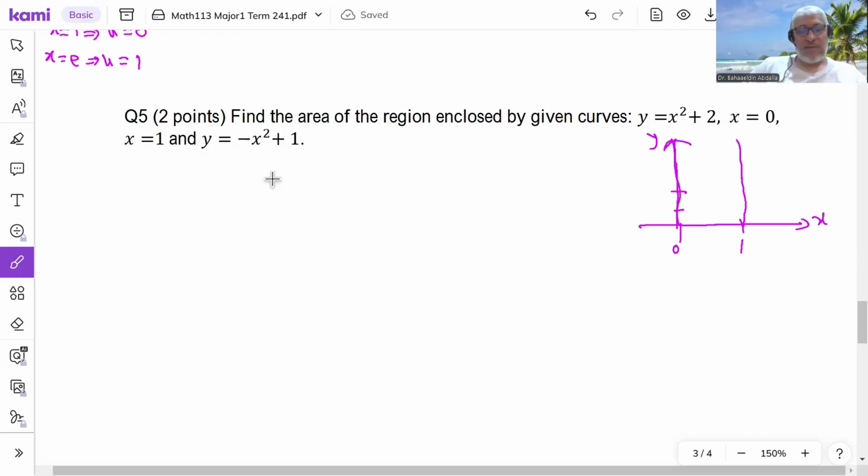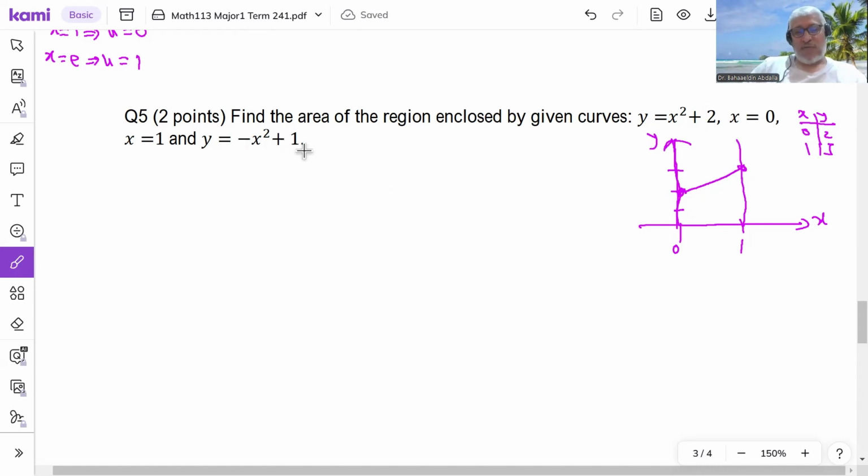But I can replace x by 0 and x by 1 and find out what would happen. So if x is 0, I'll have 2, which is this point. And if x is 1, y would be 1 plus 2, which is 3. So I have this point. So it will go up, but this is the graph between 0 and 1 of this function. It's a curve, it's not a straight line.